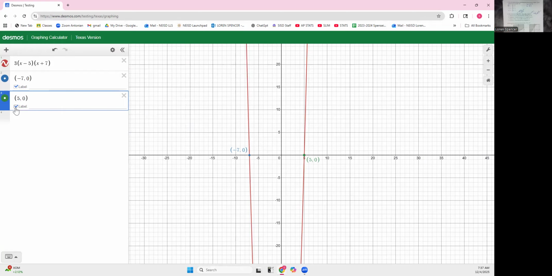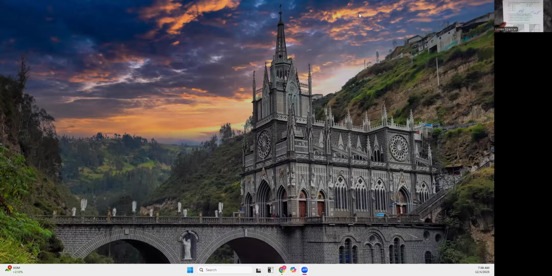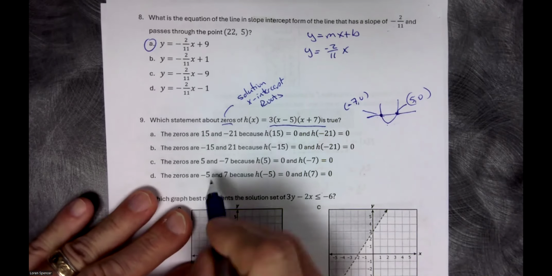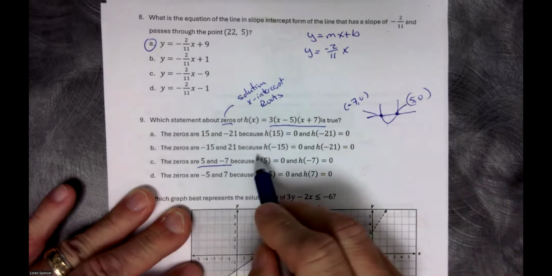All right. So what does that mean? Well, let's see. Oops. That's not what I wanted to do. It stops the share. So we need to be -7 and +5. Well, -7 and +5 are right here. So those are my answers.